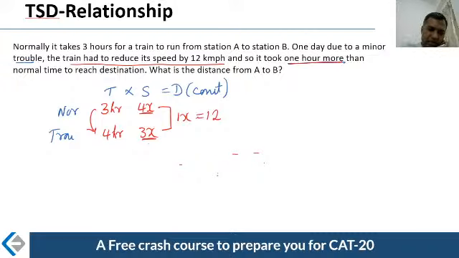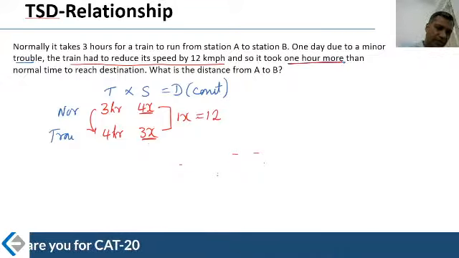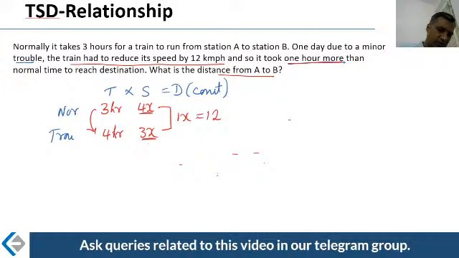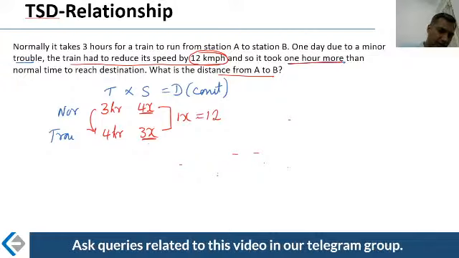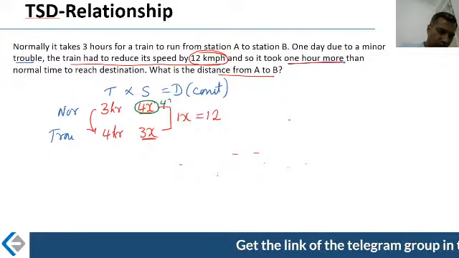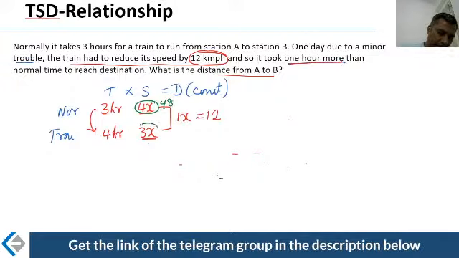Therefore from here you have to find the distance between A and B. You can find the distance already, because the speed is given in kilometers per hour and the time is in hours. Therefore I don't need conversions, I can do it directly. So what is 4x? X is 12, therefore 12 into 4, 48. You can write it as 48, or I can write 12 into 3, 36. Either way it is fine.